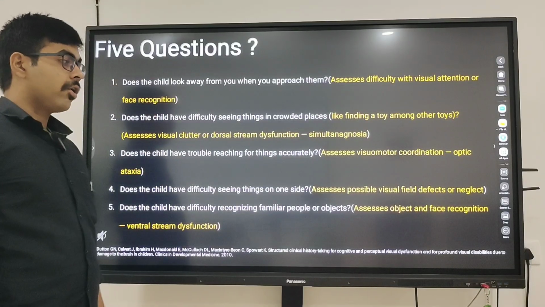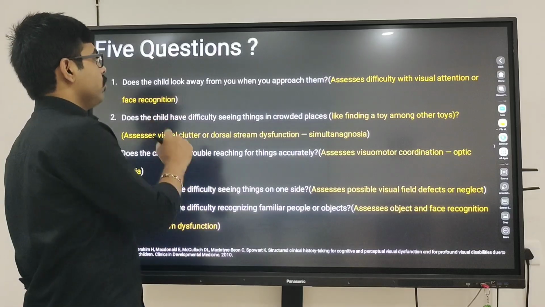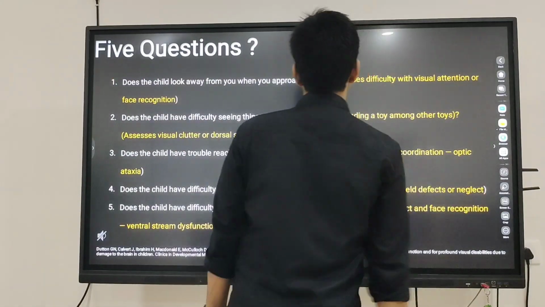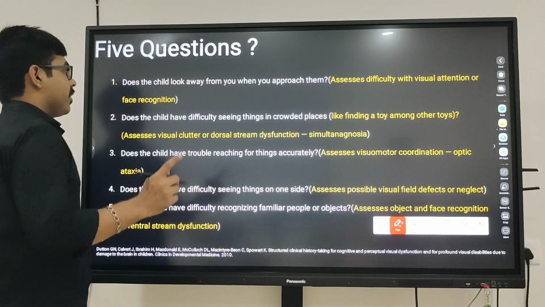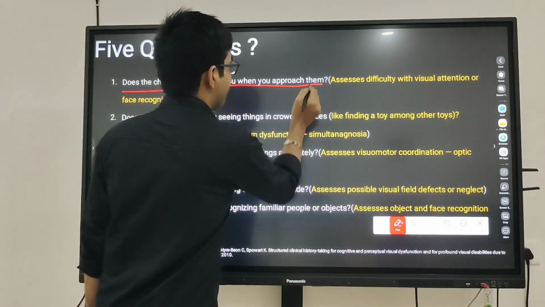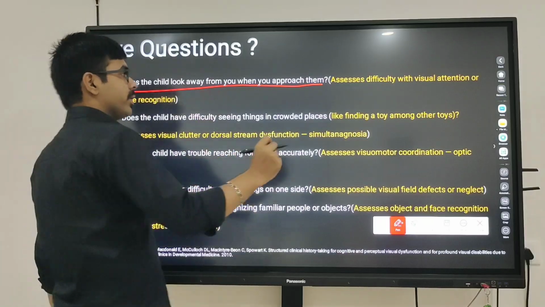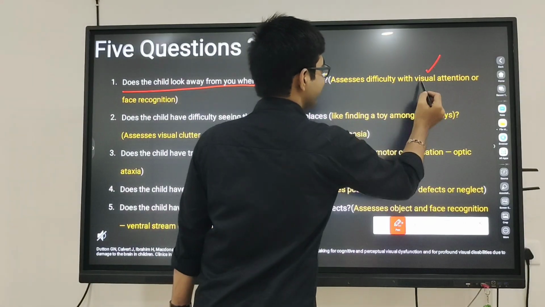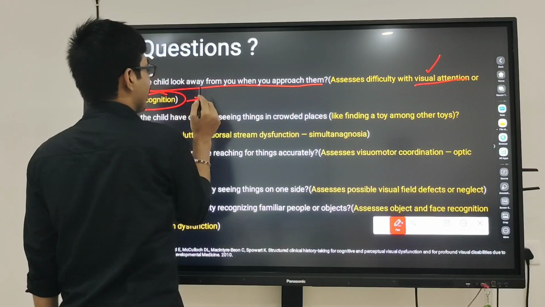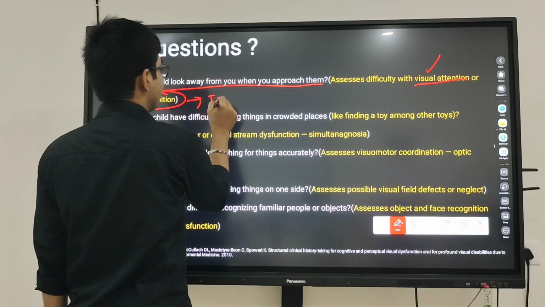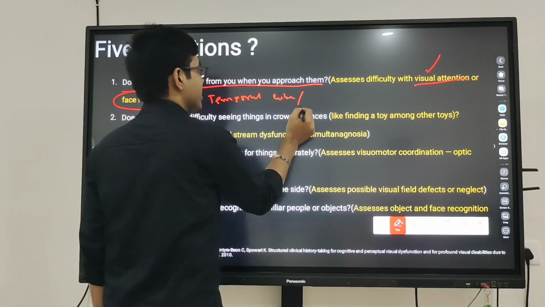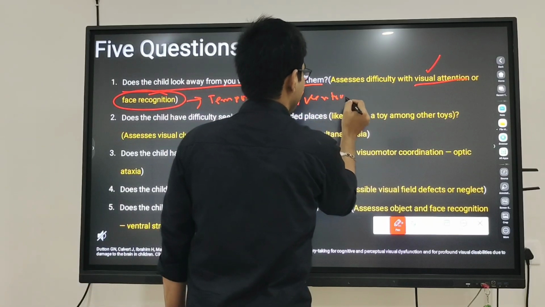The next is, it is very difficult for us to ask all of the questions. So according to Gordon Dutton, you can ask only 5 questions and suspect the child can have cerebral visual impairment. What was the first question? Does the child look away from you when you approach them? It is trying to judge the visual attention or the facial recognition. Which lobe are we trying to identify? We are trying to identify temporal lobe, or ventral stream, dysfunction.